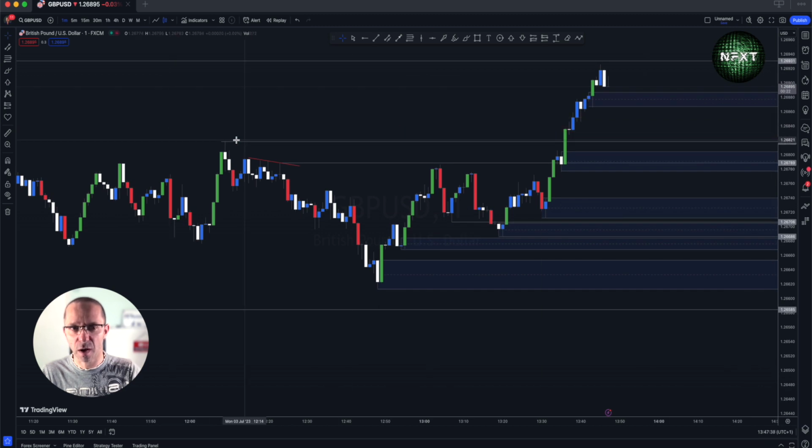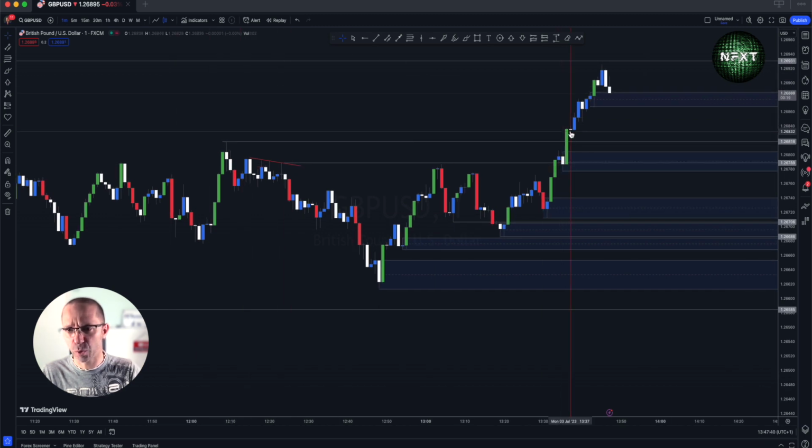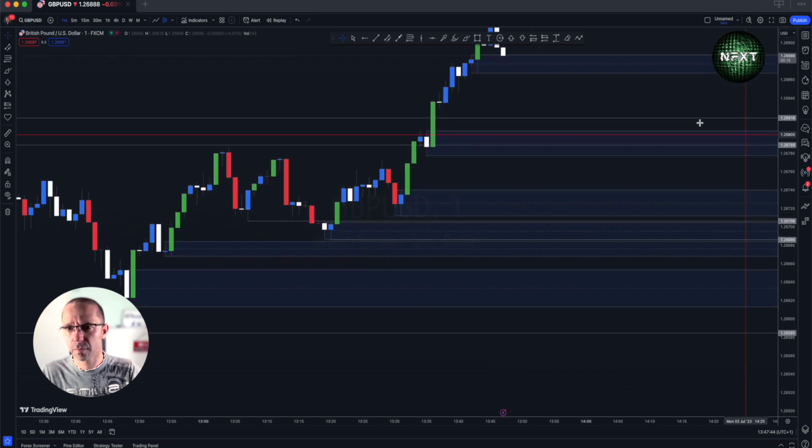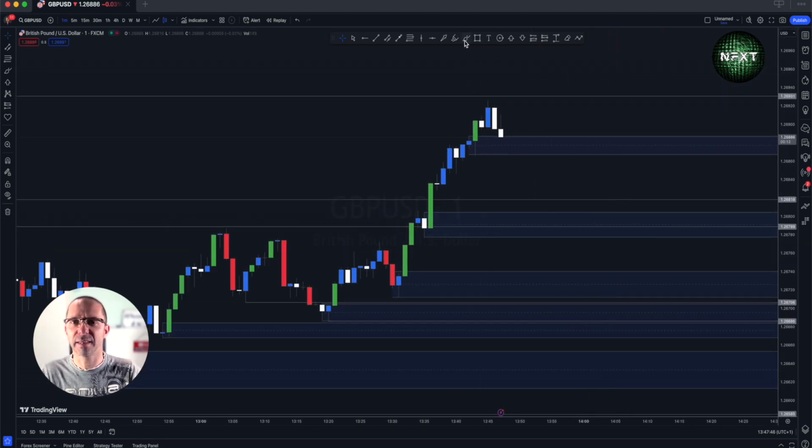Especially when we took this high here. Look at the big push through. So now we pull back into demand. I'm still expecting to see this high taken right here in the market. So an entry out of this demand is valid. You could look for an entry out of this demand zone.